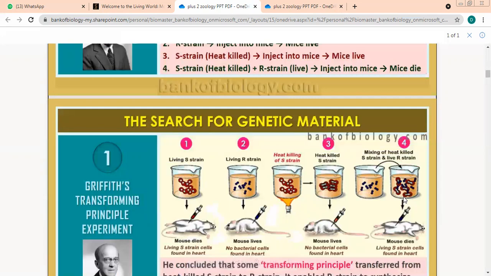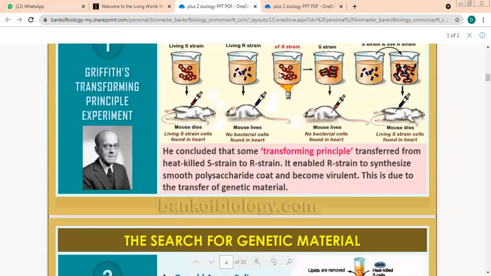When we mixed both of them, why did this die? Something was transferred from this to this. And he said this thing which was transferred is actually the genetic material, and this principle is known as the transforming principle. What is this principle called? Transforming principle.